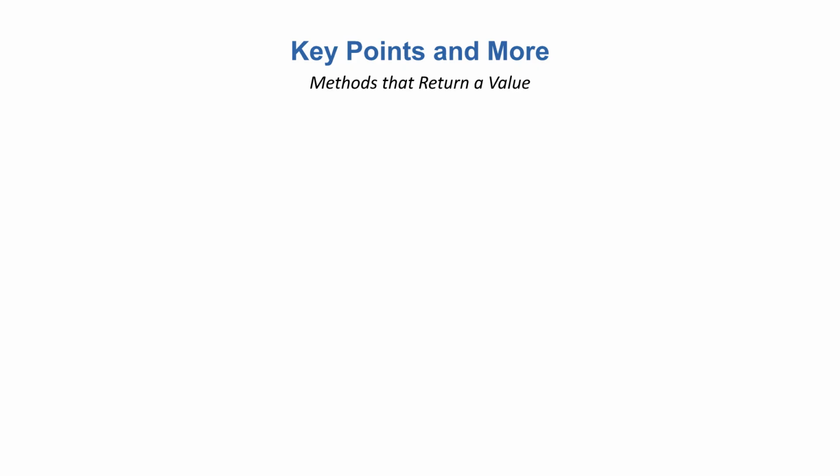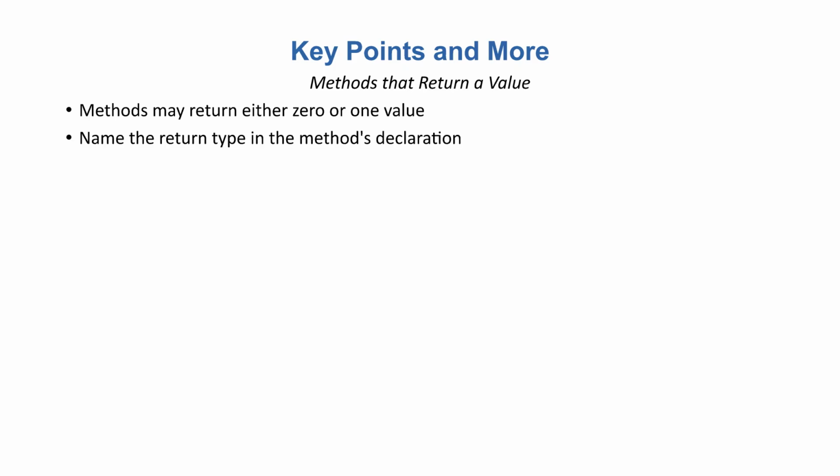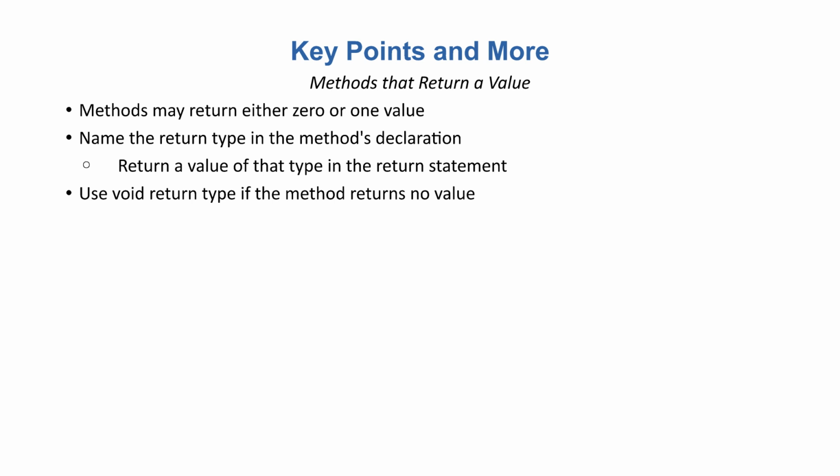Key points and more. Methods that return a value. Methods may return either 0 or 1 value. Name a method's return type in the method's declaration. Return a value of that type using a return statement. Use void as the return type if the method returns no value. Such a method should have no return statement.